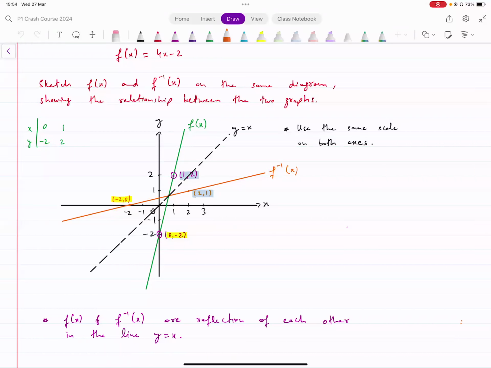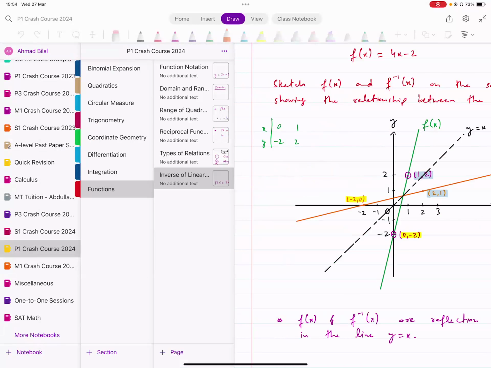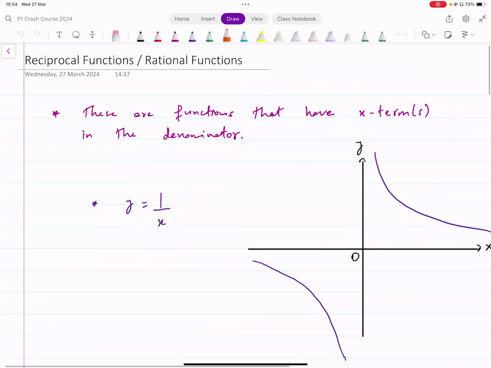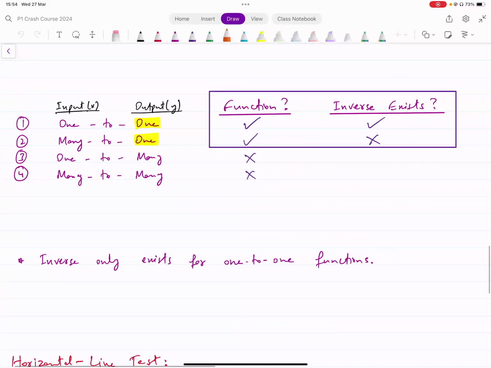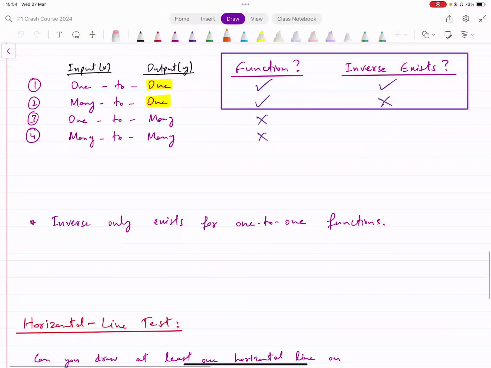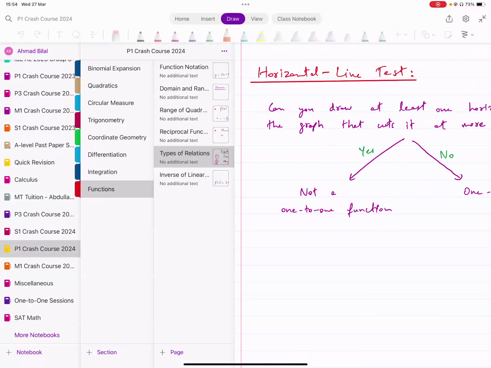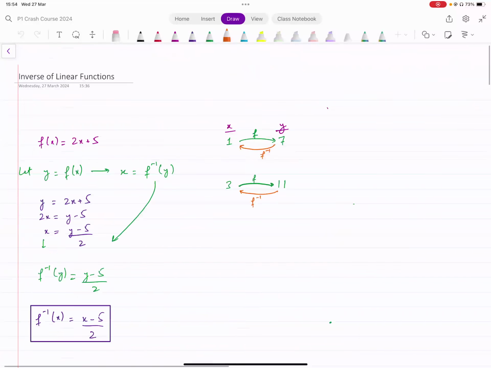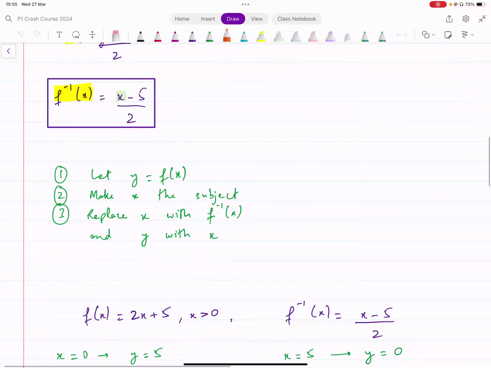Okay. So now we understand, we've done 3 things today. How to find range of reciprocal functions, right? We started with that. Then we discussed the different types of relations. 1-to-1, many-to-1, 1-to-many, many-to-many. Only the first 2 are functions, and the inverse only exists for 1-to-1 functions. Then we talked about this horizontal line test to figure out whether a function is 1-to-1 or not. And then we already knew how to find inverse of linear functions. We knew the process for that.